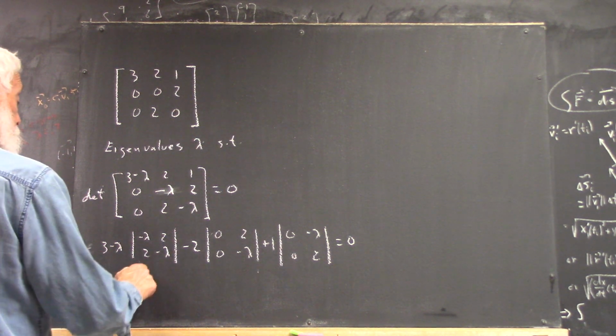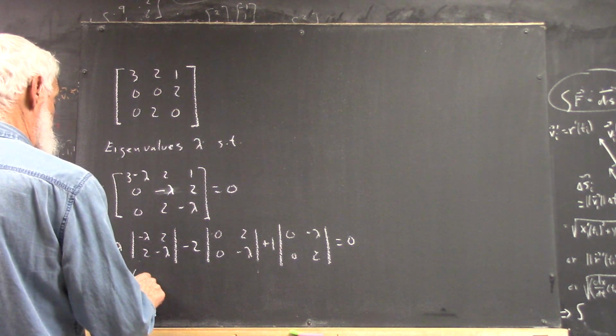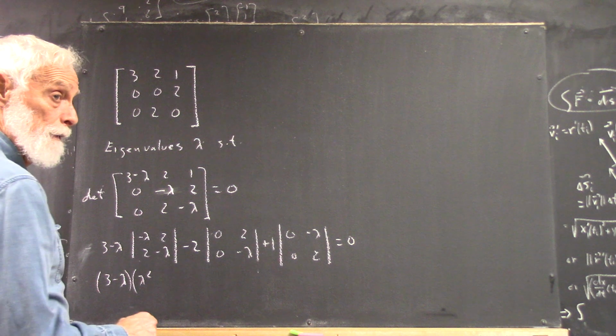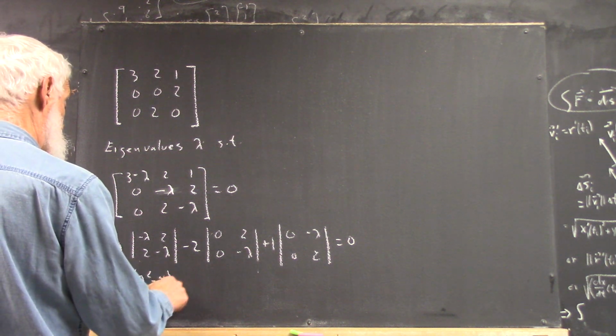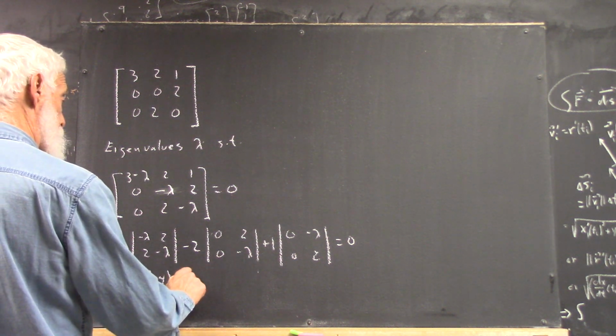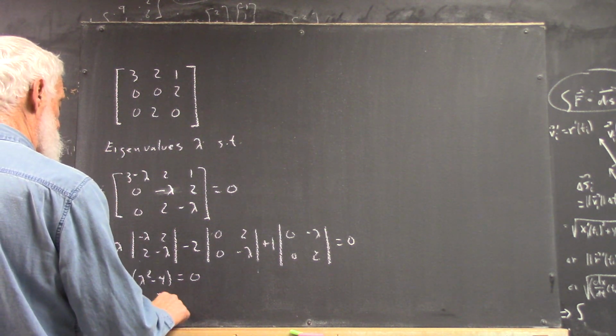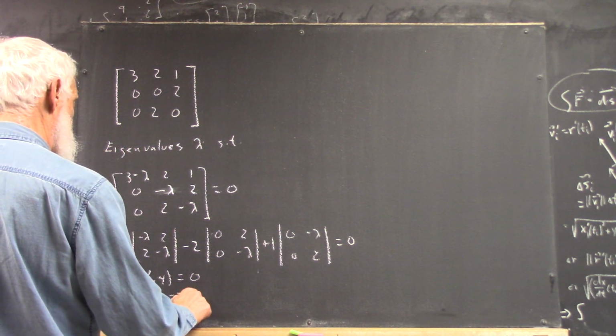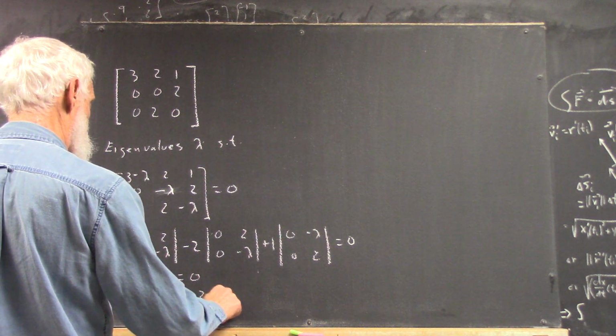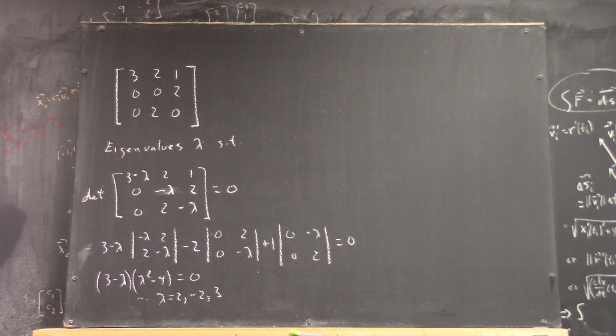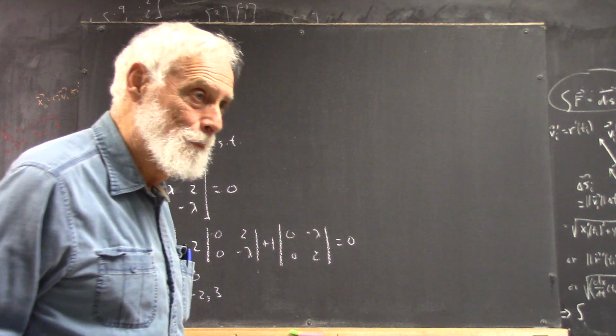Then we have 3 minus lambda times what? We're going to have lambda squared minus 4. So your solutions, lambda is going to be 2, negative 2, or 3. And we found that it worked with 2 and negative 2, but not with 3. Okay, well, it might be the fact that's a perfect square. Let's see what happens. Okay?